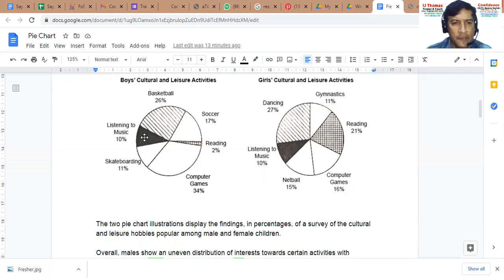Reading, both are doing reading, right? Skateboarding, very good. Netball, very good. Other than boys, basketball. Oh, basketball, only for the boys? That's what I'm saying. So if you see some activities boys are doing which the girls are not doing, there are other activities which the girls are doing which the boys are not doing. Now, you should look for these patterns.